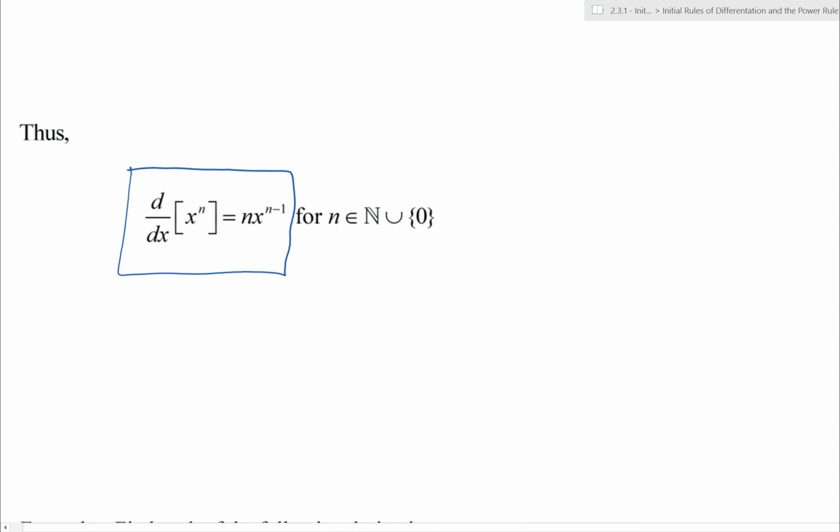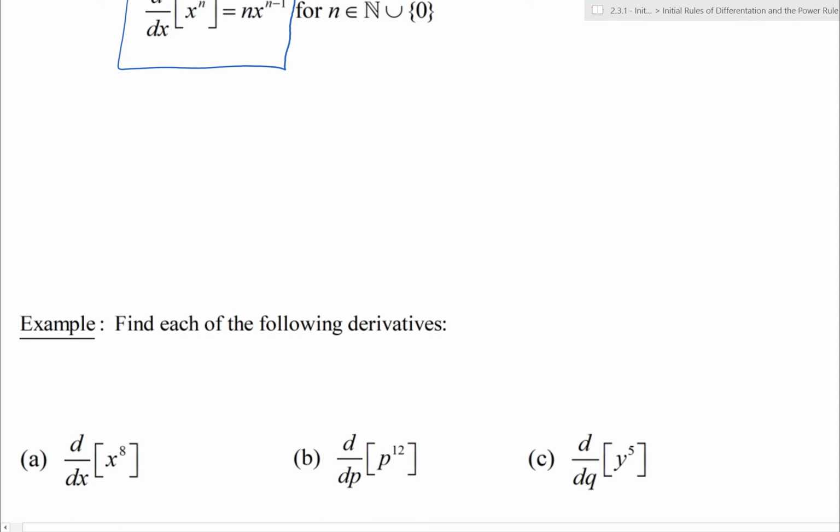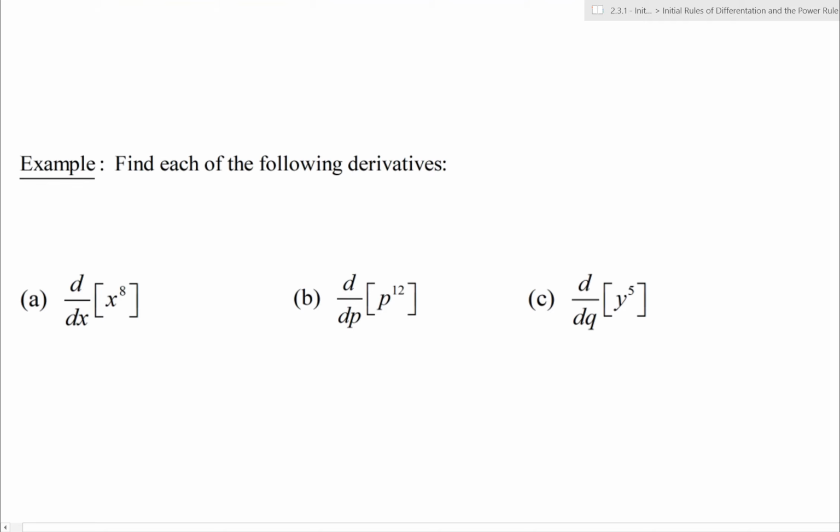So there's a big rule. It takes care of a big family of functions. And now that we have that rule, let's just find a few real quick. Let's find each of the following derivatives that we see here on the screen. In part A, derivative with respect to x of x to the 8th. So notice that's just of the form that we were just talking about, right? Power function, x to the 8th power. So what do we do?